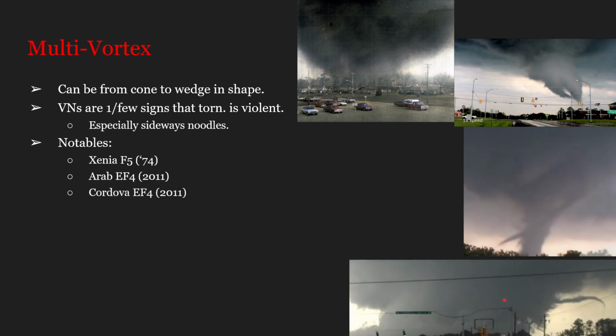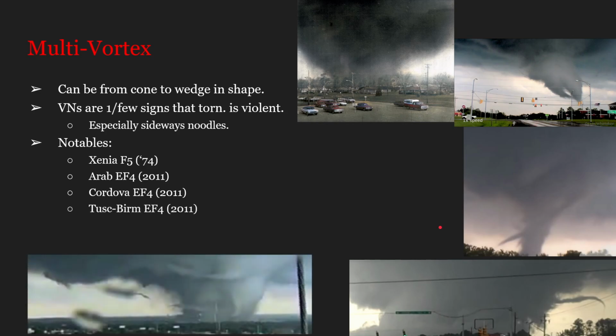Another pretty messy looking tornado, but very consistent in appearance, is the Cordova, Alabama EF4, again from the 2011 Super Outbreak. A 170 mile per hour EF4 is seen here producing that sideways vorticity noodle. Now, vorticity noodles do not reach the ground per se, more so they're just kind of lifted up and away from the ground.